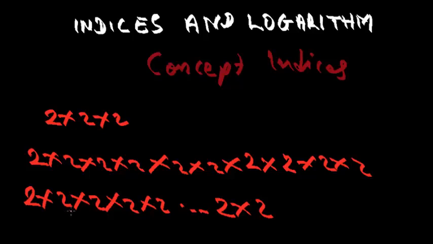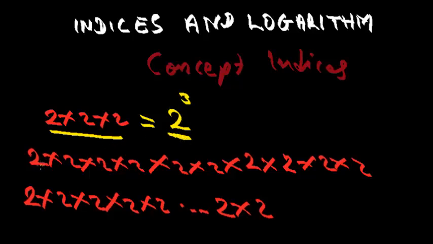That's why mathematicians decided to introduce what we call indices, so that 2 multiplying itself 3 times, we can simply say that this is equal to 2, and then for multiplying itself 3 times, we write the 3 as an exponent or as an index. This one here means that 2 is multiplying itself 3 times.